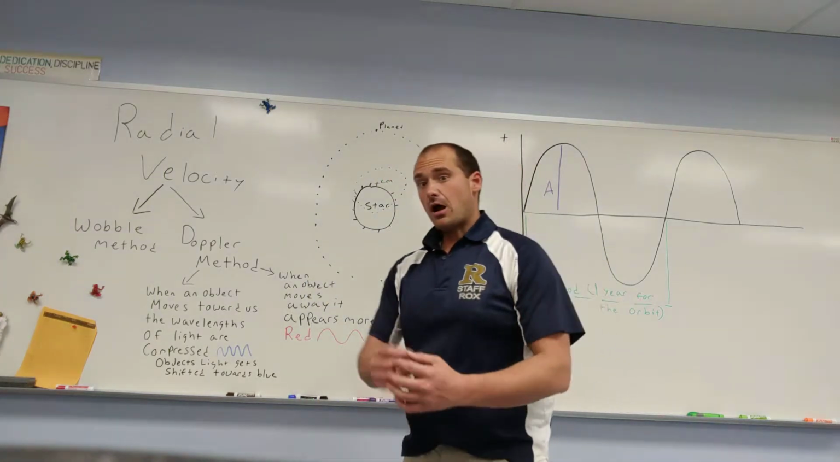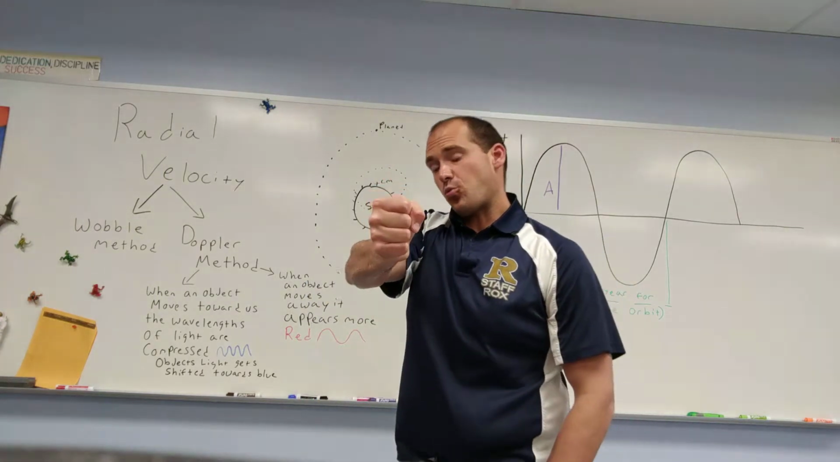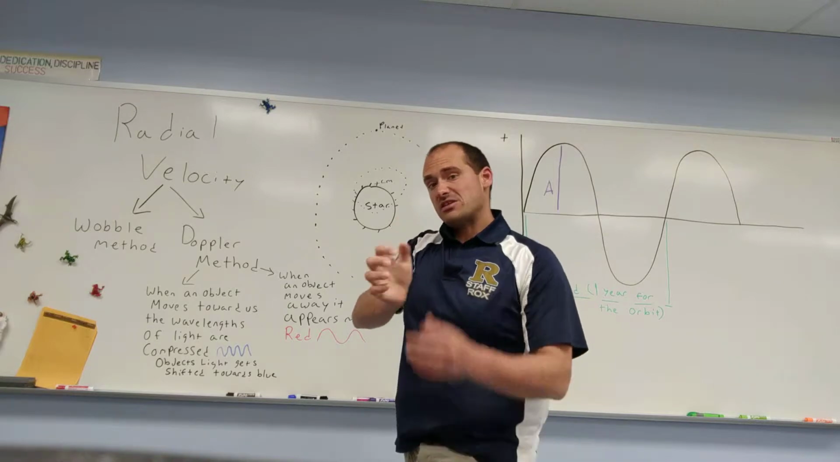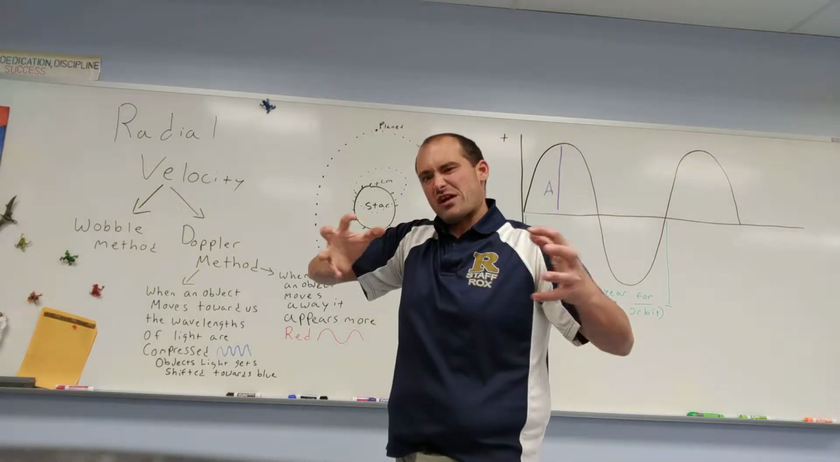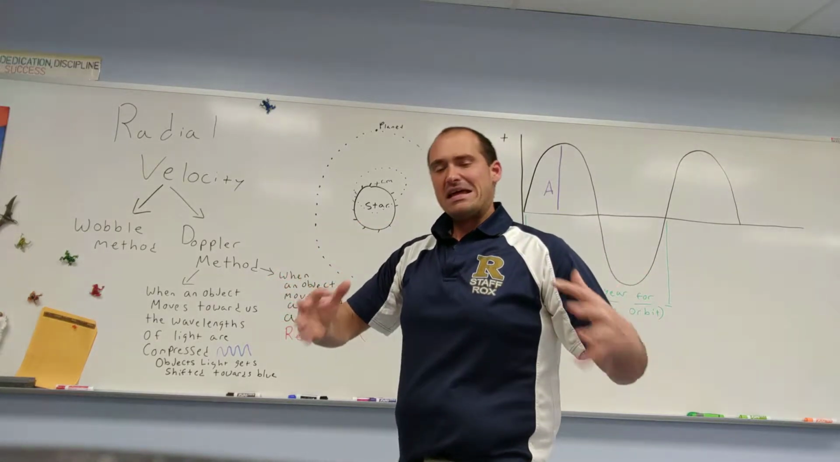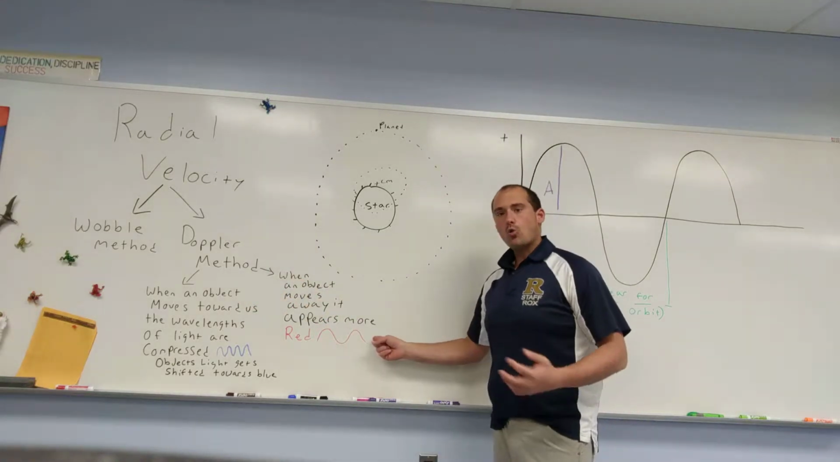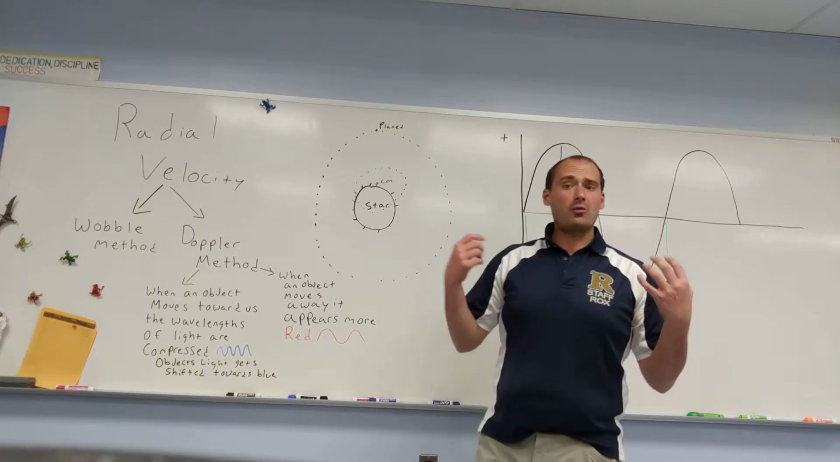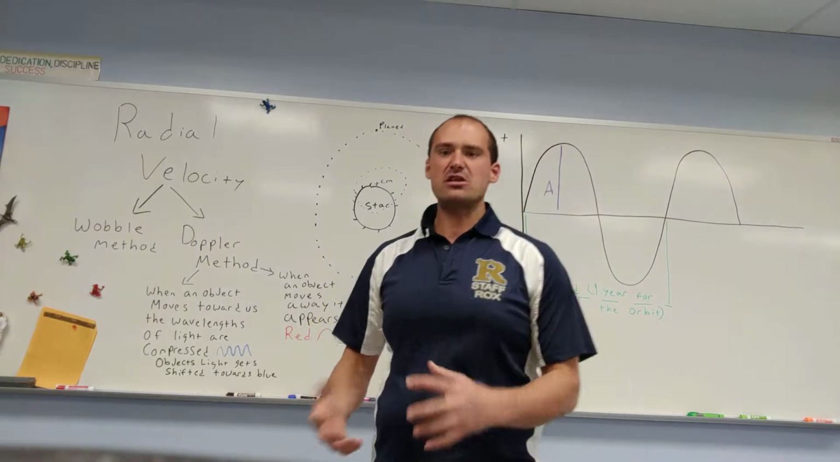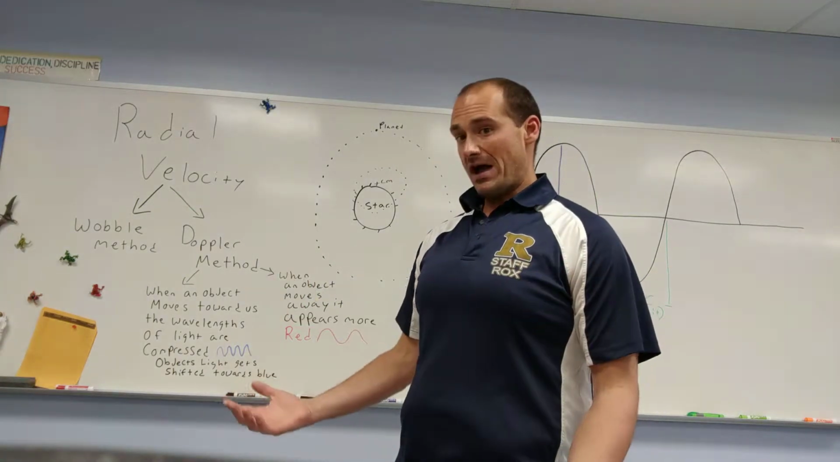Now likewise, when an object that is emitting light gets away from you, what happens is the wavelengths of light get stretched out like a slinky. And this stretching out causes the wavelengths to appear more redder. They'll appear what we call red-shifted because the object is moving away.